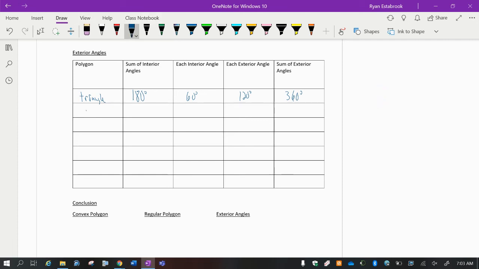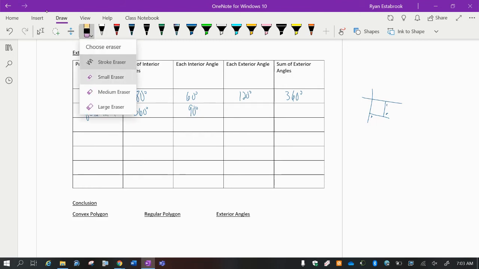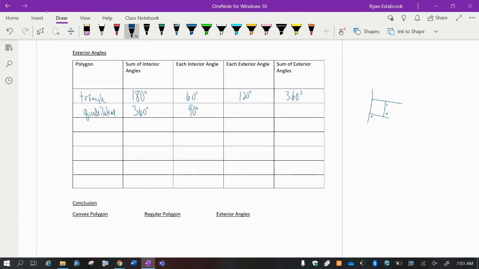Right, quadrilateral. The sum of the interior angles is 360. If it's regular, 360 divided by 4 means that each interior angle is 90. So I'll just go ahead and draw this. So 1, 2, 3, and erase a little bit of this. We only want one exterior angle. So here's our fourth one, 90, 90, 90, 90. Each exterior angle is 90. 90 times the 4 once again gives us 360 degrees.